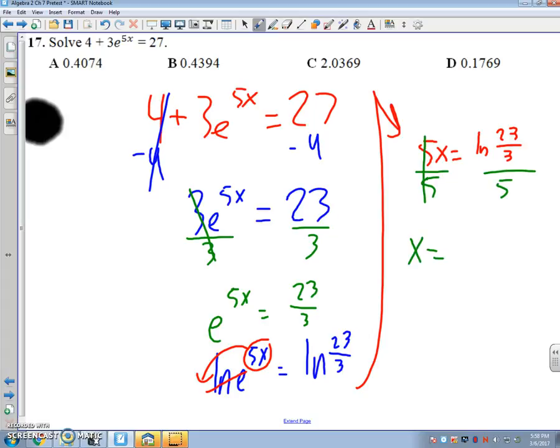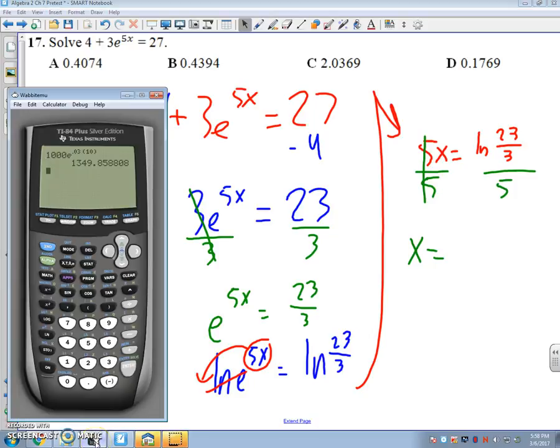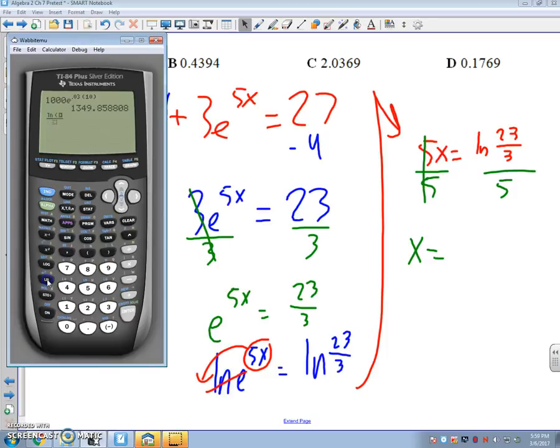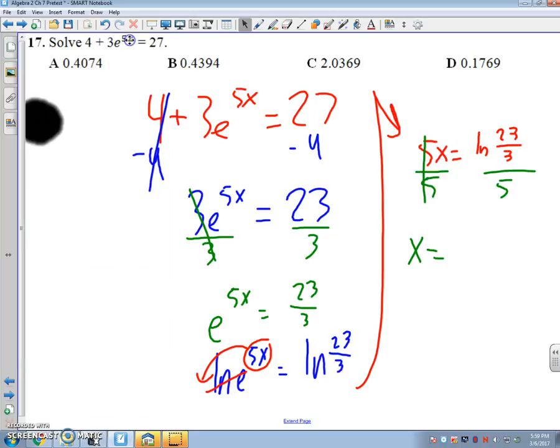So I'm typing in the calculator. Let's see what the decimal is. Fraction, ln of a fraction, 23 over 3. And on the bottom of the ln is 5. 0.4074, A. Alright, there you go.